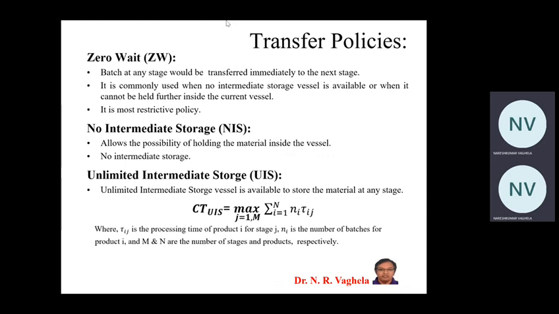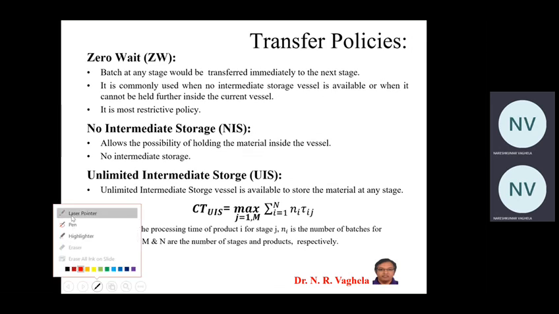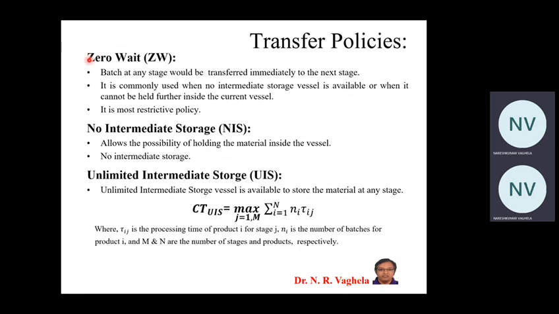First one is the zero wait policy, which is denoted by ZW. Second one is the no intermediate storage, and third one is the unlimited intermediate storage. Now let's see what the zero wait transfer policy is. A batch at any stage would be transferred immediately to the next stage. That is called the zero wait policy. Means at any stage, material should be immediately transferred to the next stage. There is no holdup of any material in any stage.